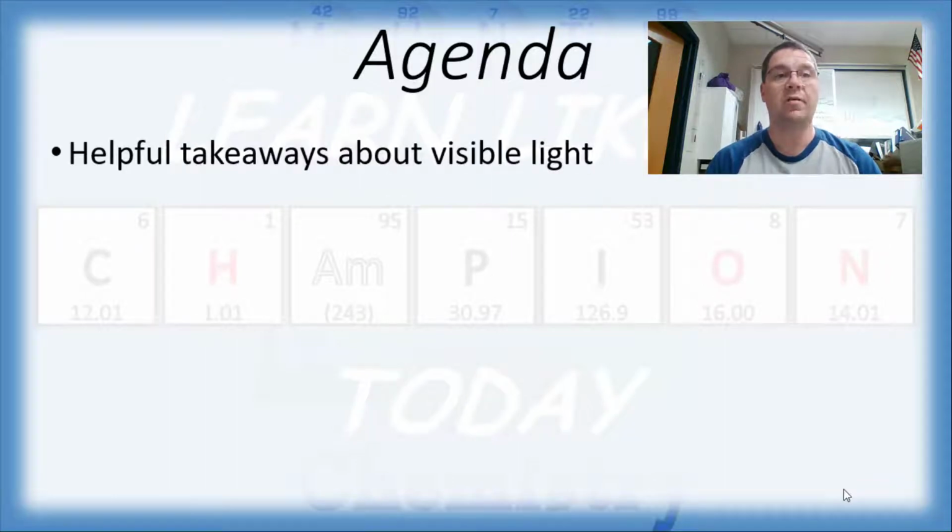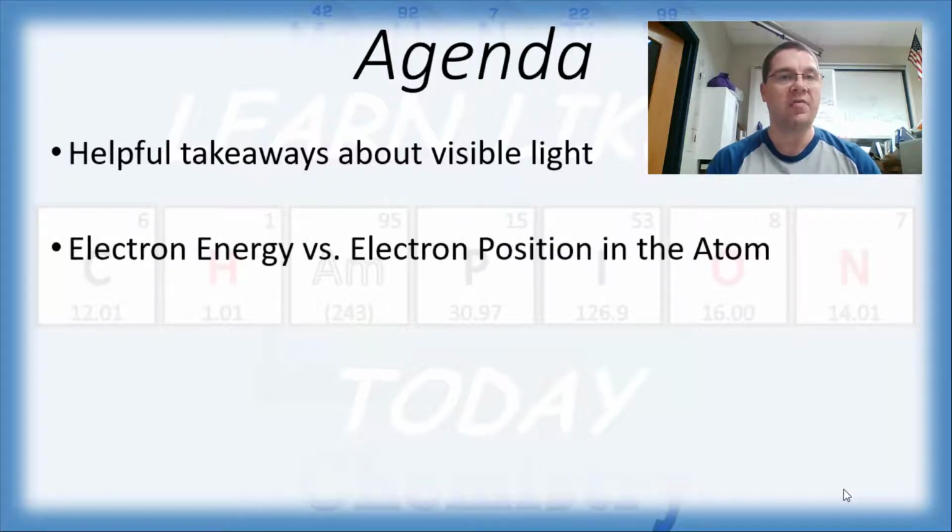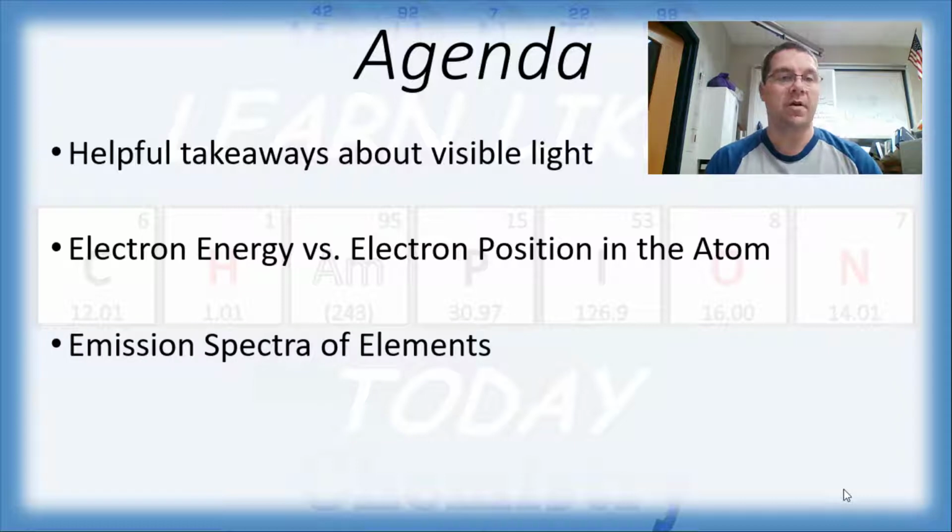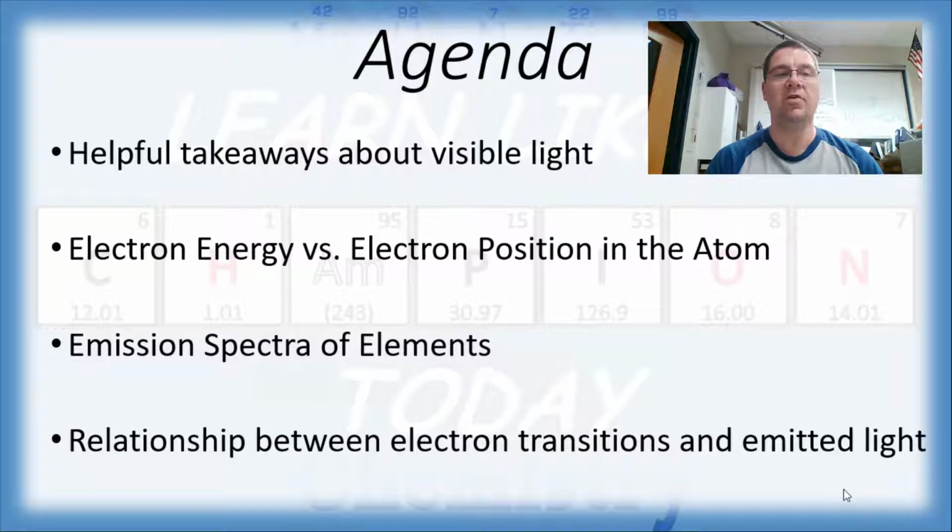Today we're going to start by taking a look at some helpful takeaways about visible light and some of its characteristics. After that, we'll take a look at the relationship between the energy that an electron has versus the position that it has in the atom. Then we'll look at emission spectra of elements and how they are determined and how they help to refine our understanding of where the electrons are within the atom. And then finally, we'll look at the relationship between the different kinds of changes that electrons can make within the atom and how that corresponds to the light that we sometimes see emitted from different elements.